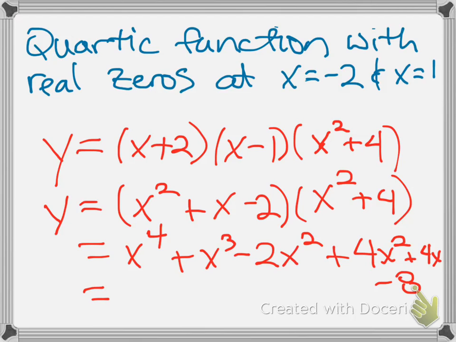So for the polynomial that I constructed that will have real zeros at negative 2 and positive 1, I've got the polynomial x to the 4th plus x cubed plus 2x squared plus 4x minus 8.